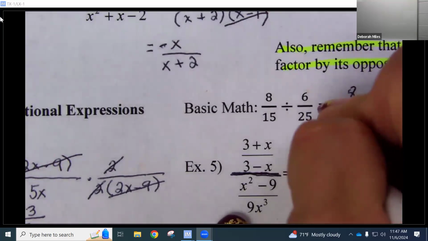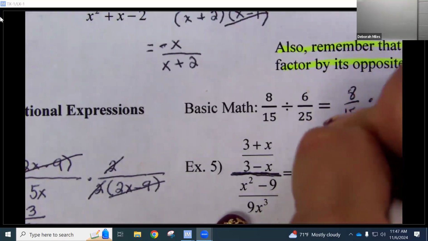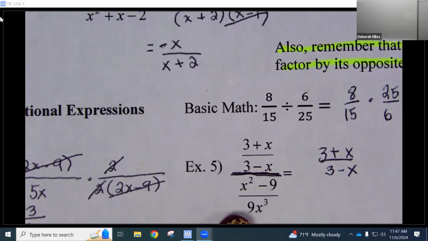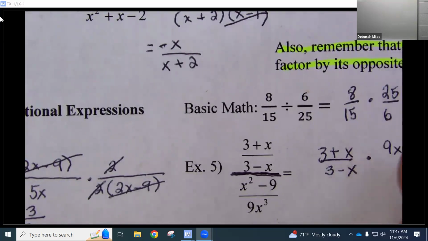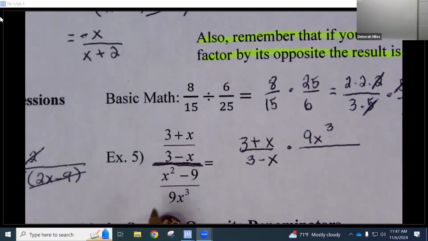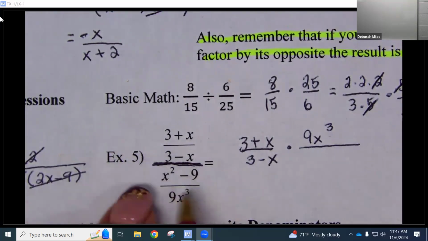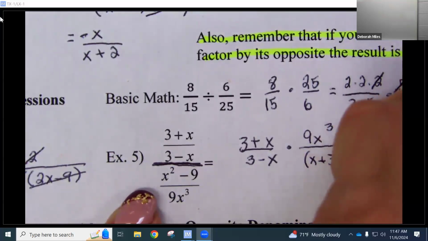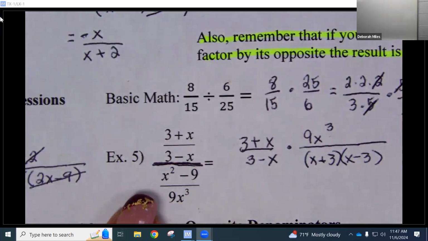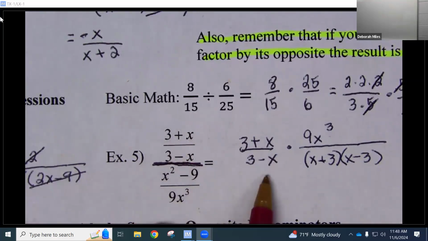I'd write it as 3 plus x over 3 minus x times 9x cubed over x squared minus 9. To save us a step, is it okay if we just go ahead and factor that x squared minus 9? That's the difference of two squares. That's x plus 3 times x minus 3. So just like we did in basic math, I multiplied by the reciprocal of the second factor.